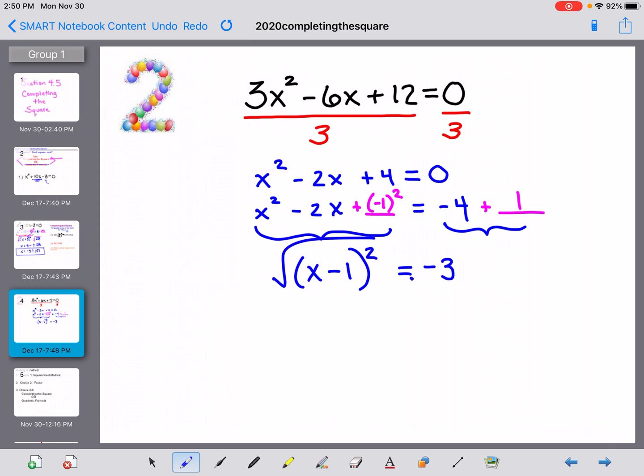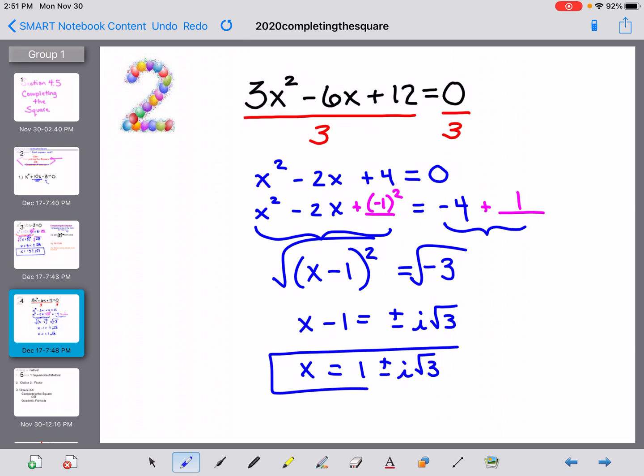So I'm going to square root both sides, plus or minus the square root of negative 3. Well, that's an imaginary answer. I root 3. Add the 1 over to the other side. Make sure my answer is in standard form because it's a complex number. And that's my final answer.